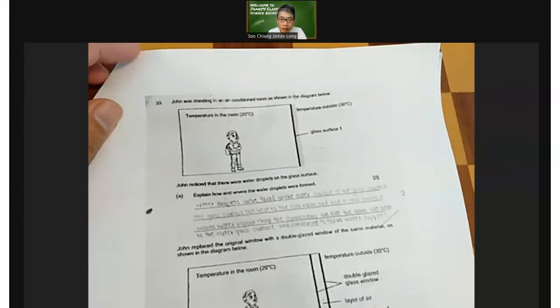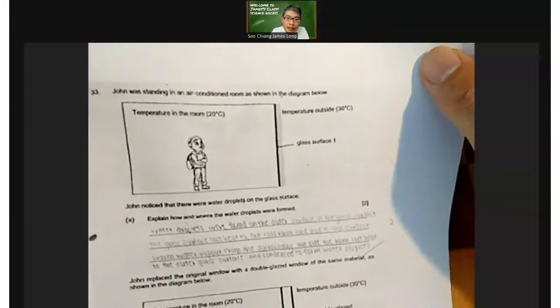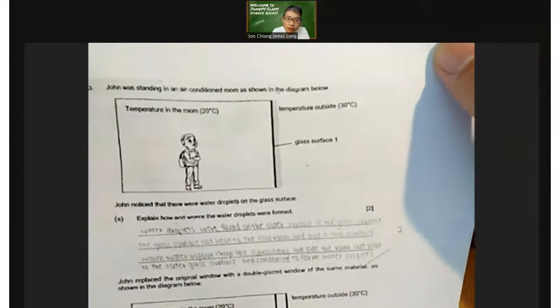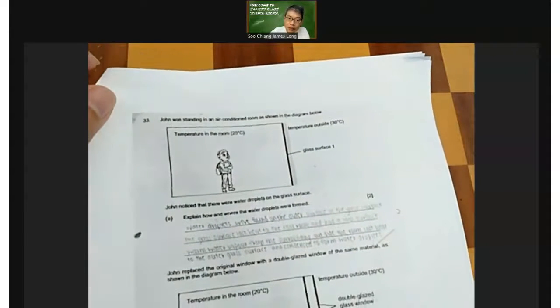Now let's take a look at a couple of questions. John was standing in an air-conditioned room as shown in the diagram below. So let's take a look at the temperature inside and outside the room. The temperature inside the room is lower, at 20 degrees Celsius. The temperature outside the room is higher, at 30 degrees Celsius.